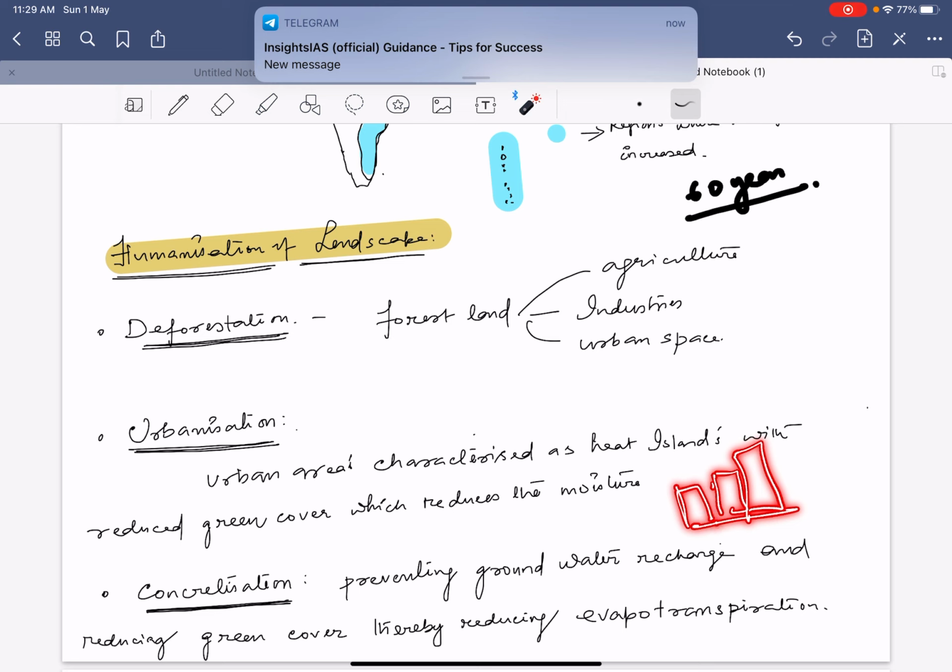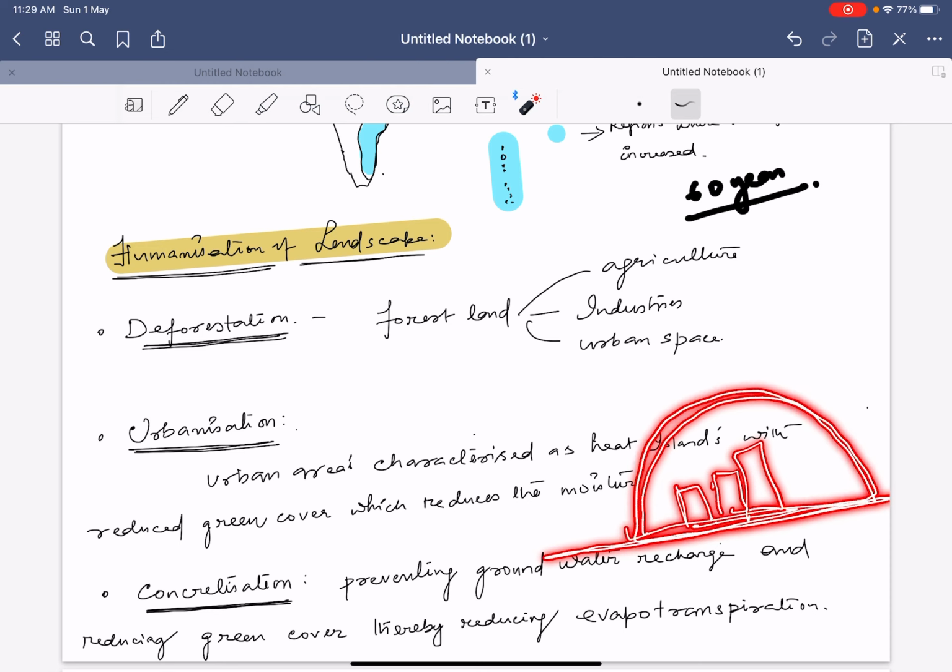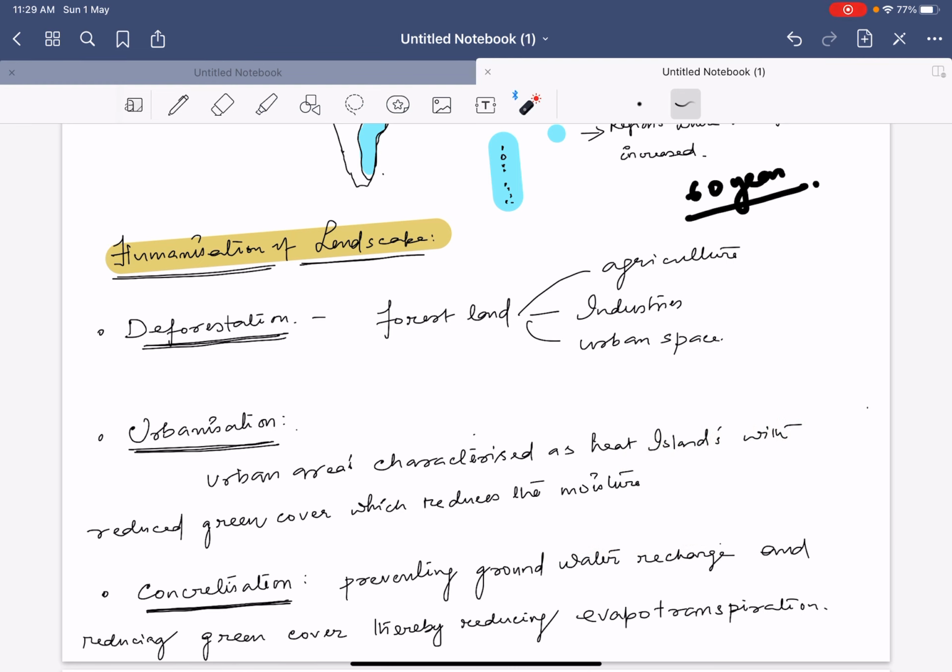What happened is that due to the excessive heating, the macro climate or the particular climate in this region has changed, and as a result it becomes a heat island. That means the temperature in this particular part is more compared to the temperature in its surrounding areas. So that is called the heat island. So basically humanization of landscape, we got first your deforestation, next your urbanization characterized by heat island, and in urbanization your green cover gets reduced, which also reduces the moisture contained in that area.